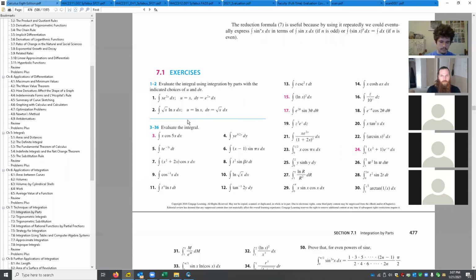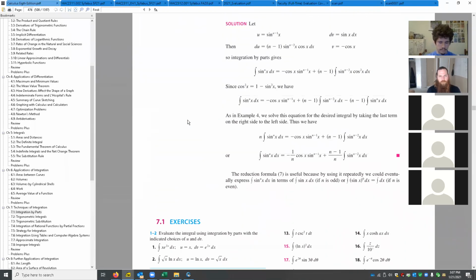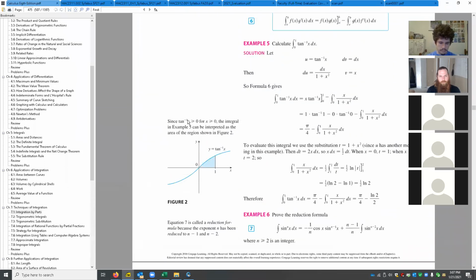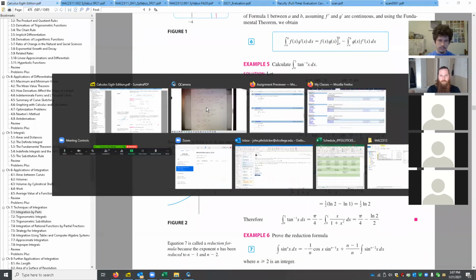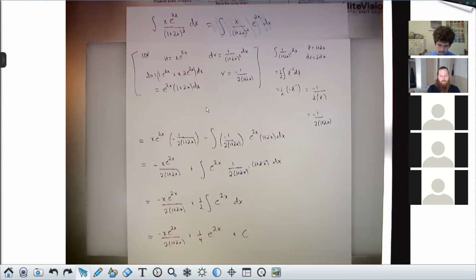But any other thing here? Or of course the examples, there's lots of examples in here that you can work through. Any other parting questions? Comments?